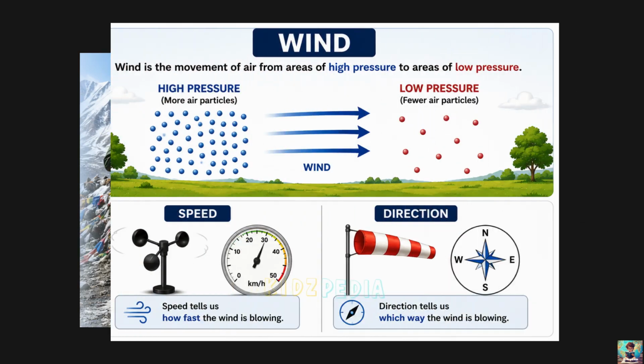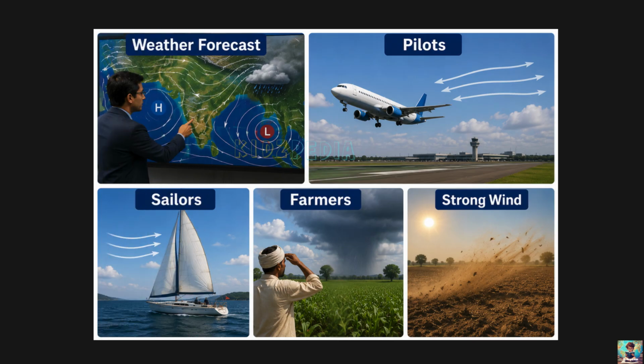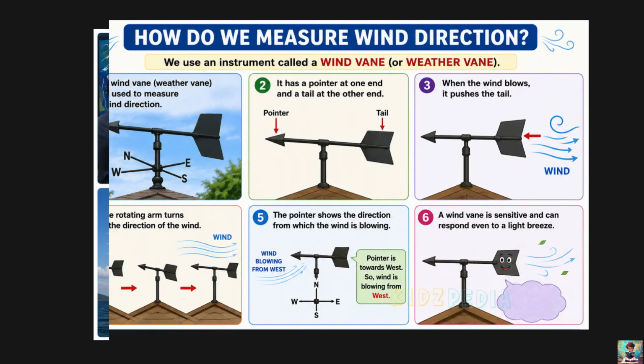Now, let's move to the fourth weather element, wind. Wind is the movement of air from areas of high pressure to areas of low pressure. Whenever we describe wind, we mainly look at two things, its speed and its direction. Wind plays an important role in our daily life. Its speed and direction help in weather forecasting. Pilots and sailors depend on wind information for safe travel. Farmers also observe the wind direction because it helps them predict whether rain will come or not. So, how do we know the direction in which the wind is blowing?